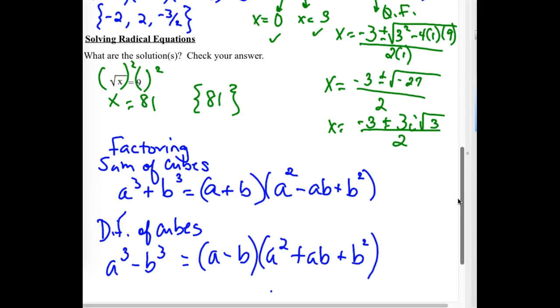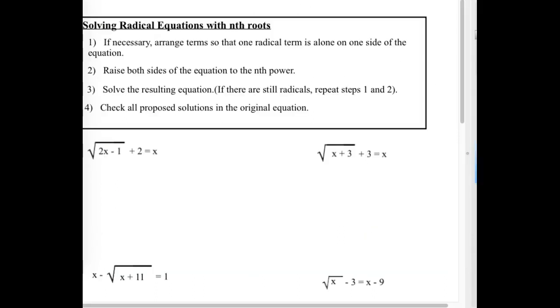It is going to be very, very critical that you check your answers when you're solving these radical ones, because you will often get extraneous solutions. So our steps for solving radical ones, and again today our radical is just a square root. We will move to higher radicals tomorrow.